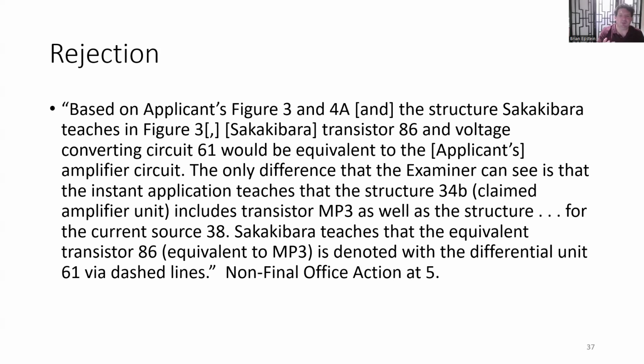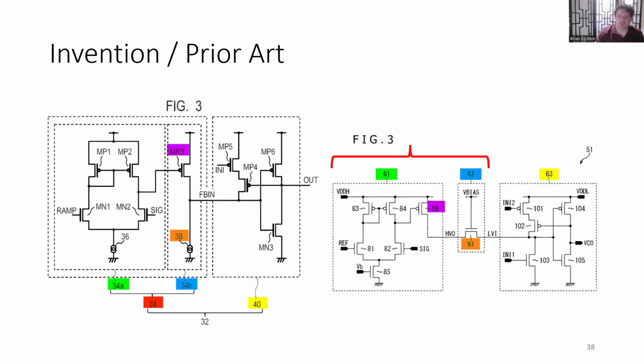Sakakibara teaches that the equivalent transistor 86, equivalent to MP3, is denoted with the differential unit 61 via dashed lines. So let's look at it. The examiner makes an outstanding point. You can see here, this red portion is a combination of the green and blue portions. This is our invention. And you can see that's true over here in Sakakibara Figure 3. The red portion is a combination of green and blue.